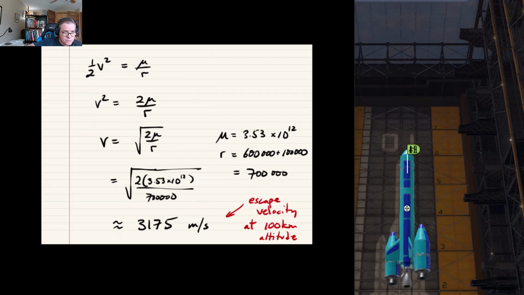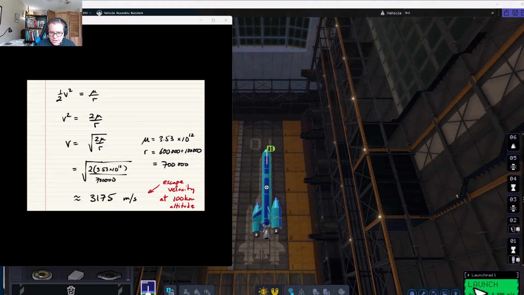So what we could do is launch up into an elliptical orbit or a circular orbit at about 100 kilometers, and then look for any speed that exceeds that, and at that moment we will see the path switch into a hyperbolic path that will escape the gravity of the planet. All right, so now let's give it a try.